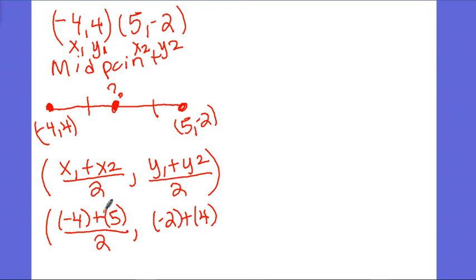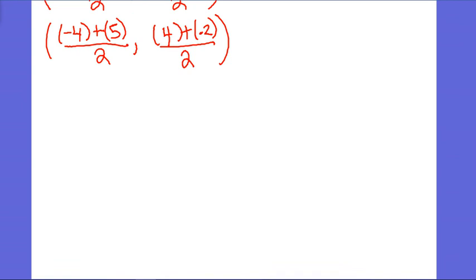Oh, I'm writing them backwards. Wait a minute. -4 plus 5, right? And then this should be 4 plus 2. It doesn't matter really which way you write this because addition is commutative, but I'm going to write it in order so I don't confuse you. So you get 4 and -2 over 2.